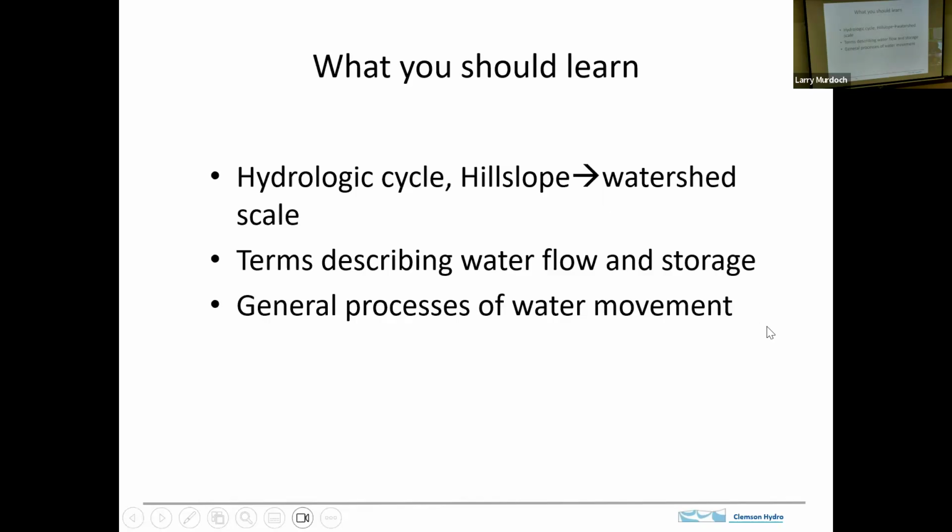Okay, so I want to do just a quick overview in the time that we have left and talk about the hydrologic cycle from the hill slope to the watershed scale. And I want to introduce some terms. These are terms that we'll start using next class, so add them to your lexicon.